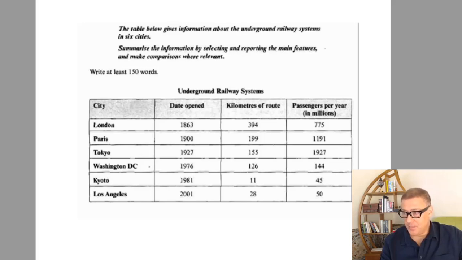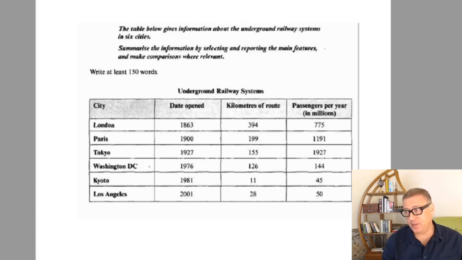So if I look at this, I can also notice that the dates are earlier and later. So 1863, 1900, 1927, those tend to have more kilometers of route, or more kilometers of track, and higher numbers of passengers in the millions. Whereas Washington, Kyoto, and Los Angeles, built much later, 1976, 1981, 2001, tend to have smaller numbers of passengers per year in millions and fewer kilometers of route. So again, there are a few places where it doesn't fit exactly. Like I said, Washington D.C.